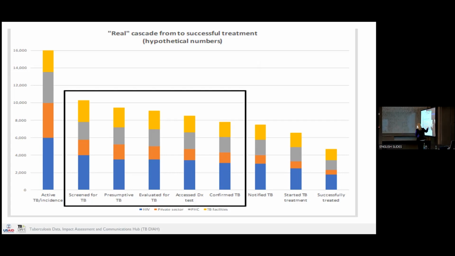So on this slide, we will ask you what you see. So you see the cascade of successful treatment. And then the next category, we see people with active TB with the incidence. And the first is the estimated number of people with TB. Then we see screened for TB, presumptive TB, evaluated for TB. Then we had assessed, confirmed, notified, started treatment, and successfully treated.